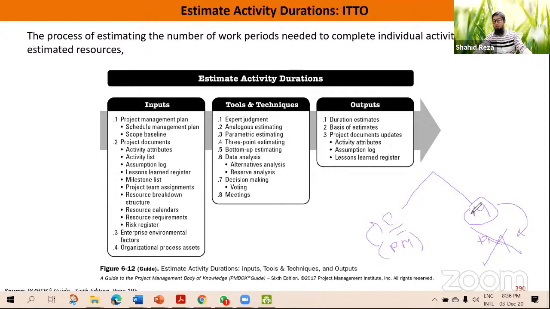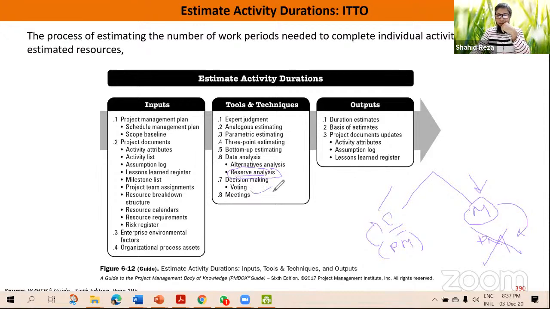You are surely going to get 1 or 2 questions on these two types of reserves. In my slides, especially in the cost chapter, we will see reserve again, because in the schedule chapter we are talking about schedule reserve, time reserve. But in the cost chapter, we will discuss cost reserve, how much extra money we need to put for contingency reserve and also for management reserve. There you will see the details of the difference between these two. The concept is the same. Here we are talking about schedule and time, and in the cost chapter we will talk about cost.